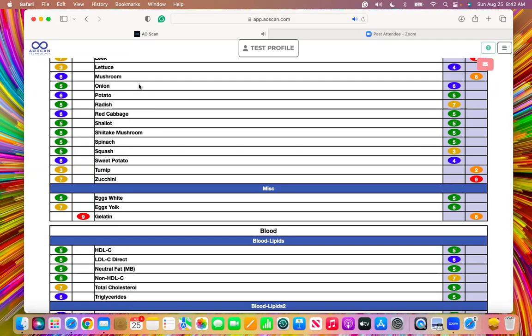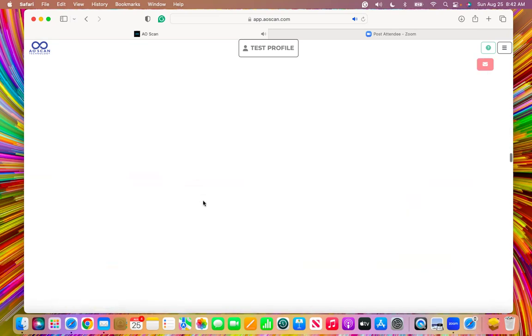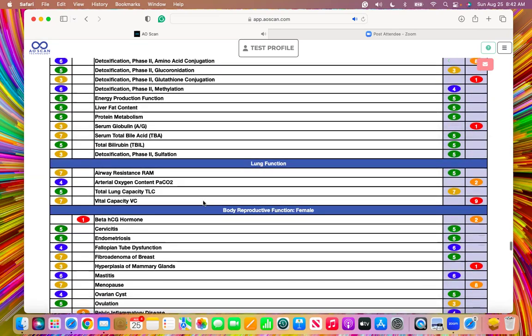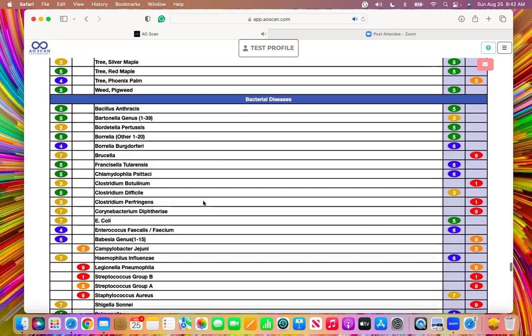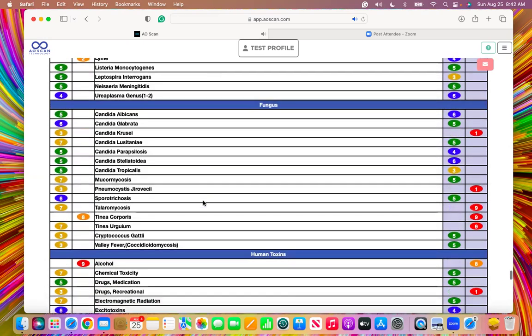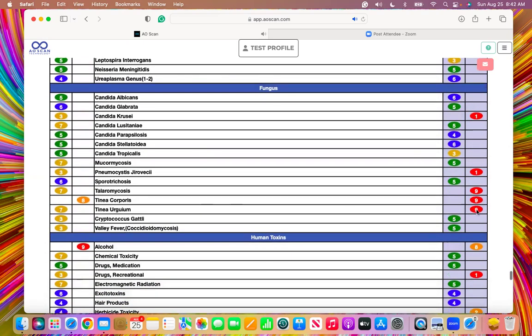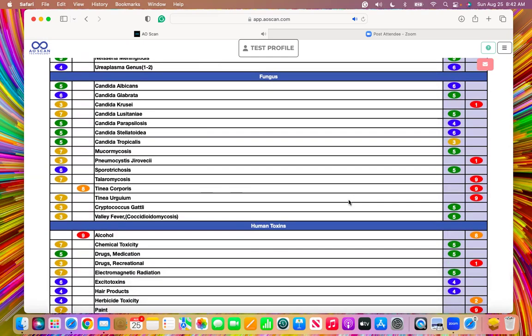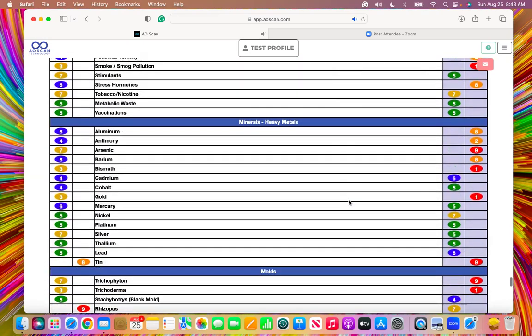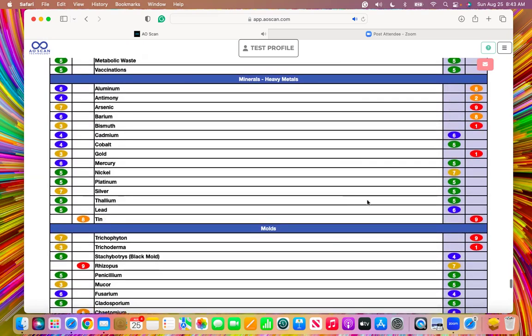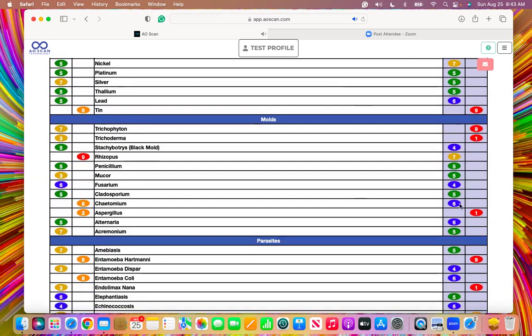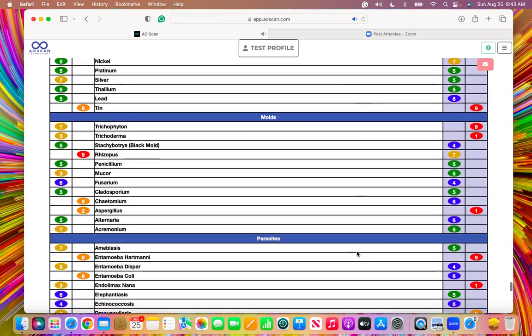So let's go down to some of the yeast and fungal markers and see if those are coming up. We already know yeast was potentially a problem. So there actually are quite a few markers here for fungus. Yeast was a problem earlier in the scan at the top. Let's see what mold. There's definitely a lot of heavy metals. And we do have some mold markers.